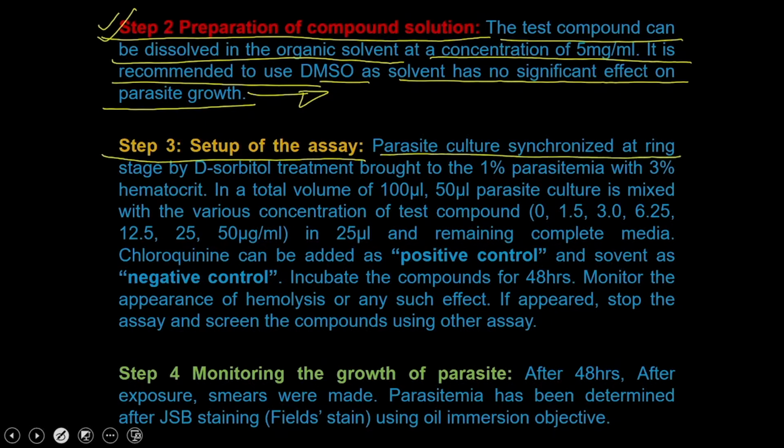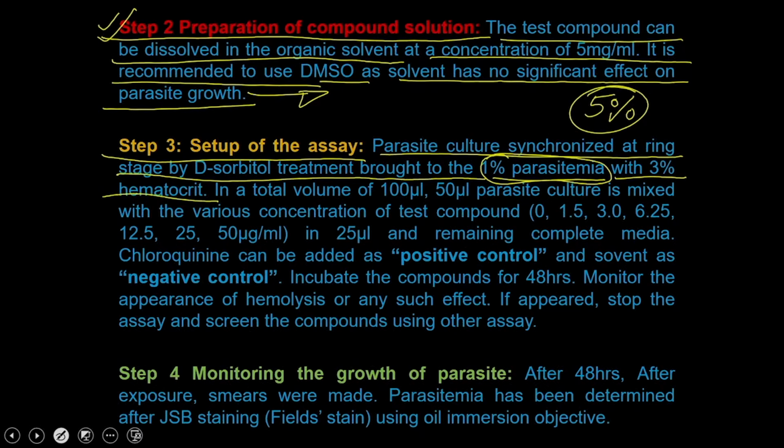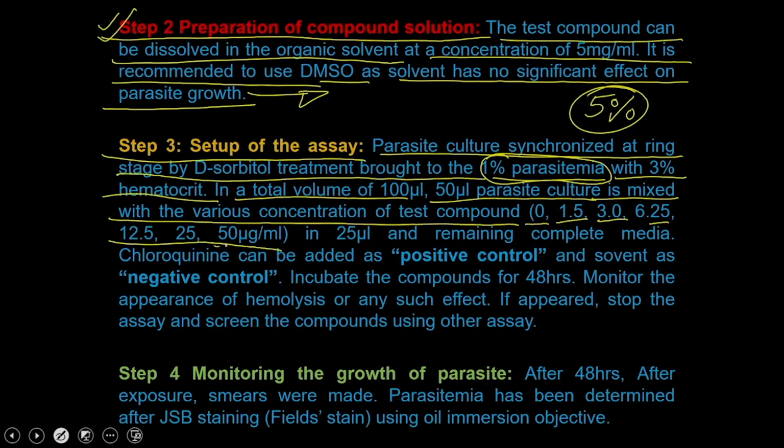The parasite culture synchronized at ring stage by the D-sorbitol treatment is brought to 1% parasitemia. You remember that it was 5% parasitemia; whatever parasitemia you have, you bring it to 1% parasitemia with 3% hematocrit. In a total volume of 100 microliter, you take 50 microliter of parasite culture and mix it with various concentrations of the test compound like 0, 1.5, 3, 6.25, a serial dilution up to 50 microgram per ml of compound in 25 microliter, and in the remaining you add the complete media.